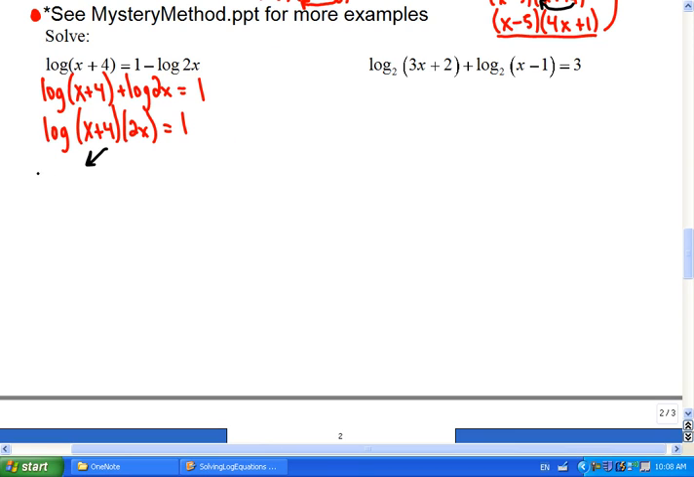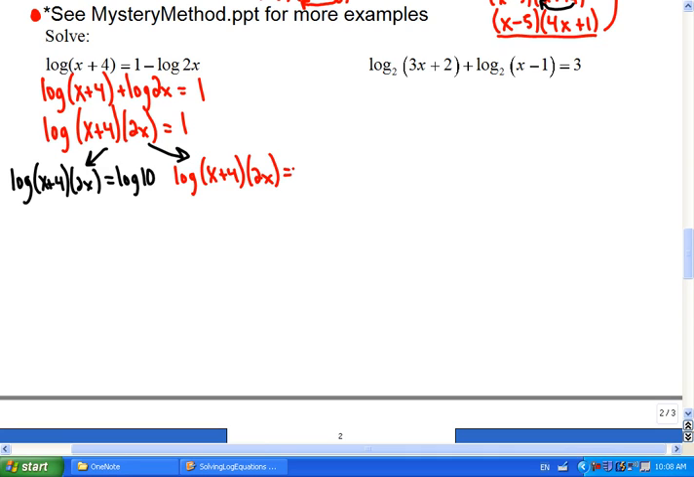You could rewrite this as the log of x plus 4 times 2x equals log of 10, or you could do this as the log of x plus 4 times 2x equals 1, and rewrite this in exponential form. So that's base 10 to the 1 equals x plus 4 times 2x. Okay. So again, these are equal because log base 10 is 1, and this one is also equal over here because I've just rewritten it as an exponential.